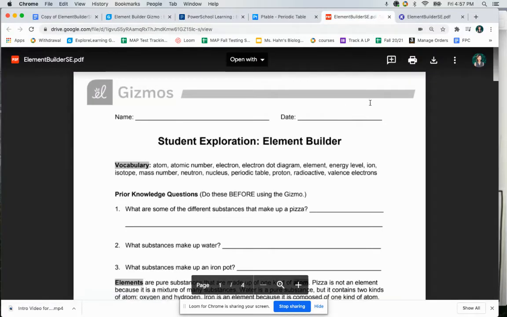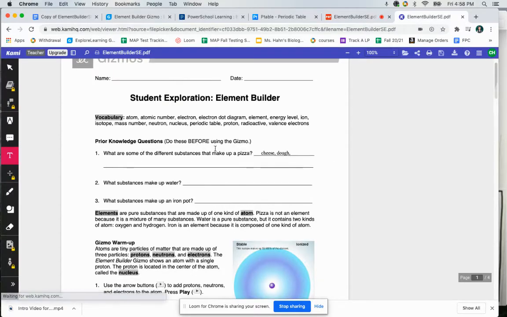And if you download Kami, which is a Chrome application or something, then you can actually write on a PDF. So hopefully you figured this out by now, but you just click on text and then you can write on this paper, and then when you're done, you save it and you can turn it in as a PDF.